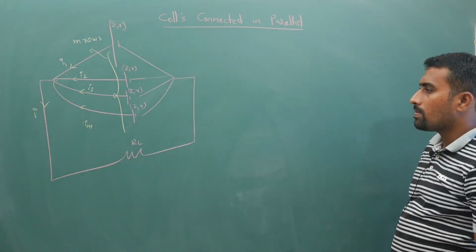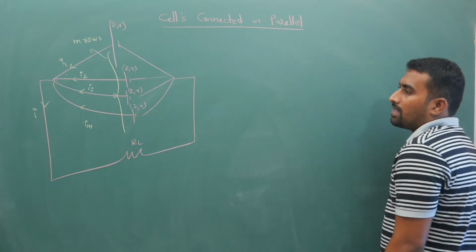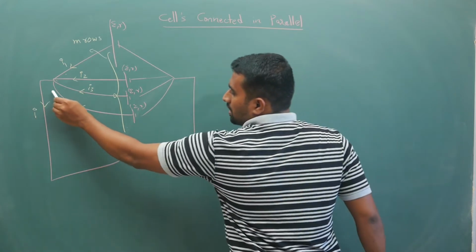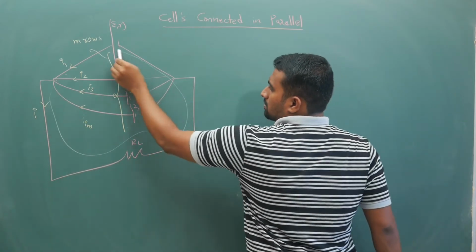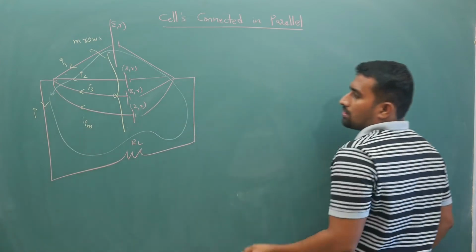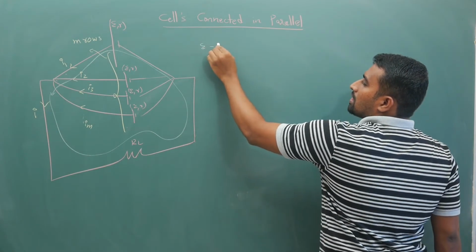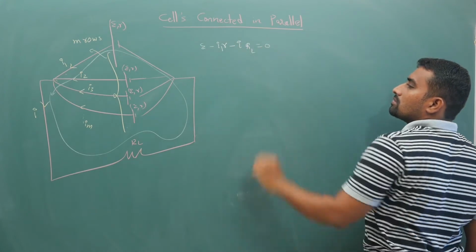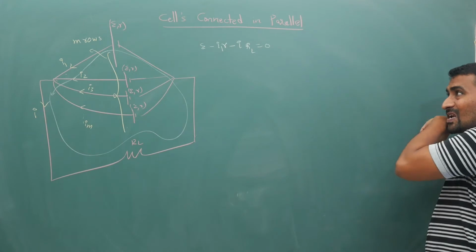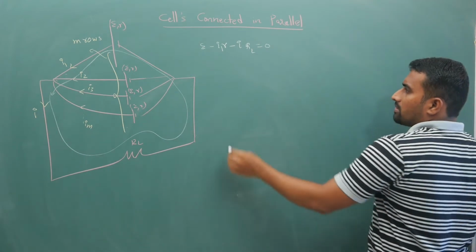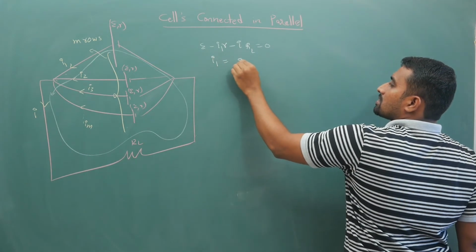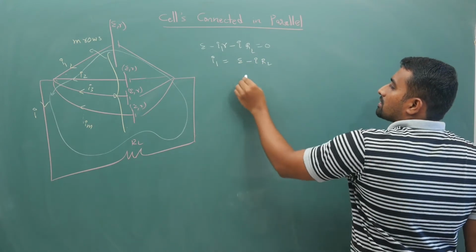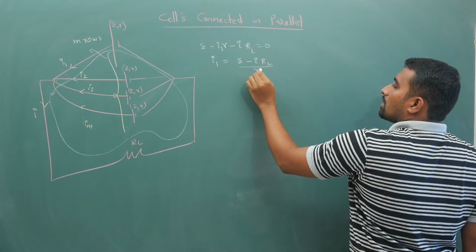Now if you apply Kirchhoff's law only to this outer branch, that will give you E minus I1 R minus I times R load is equal to 0. Across that white color line I am applying Kirchhoff's law. From here, I1 is (E minus I times R load) by small r.